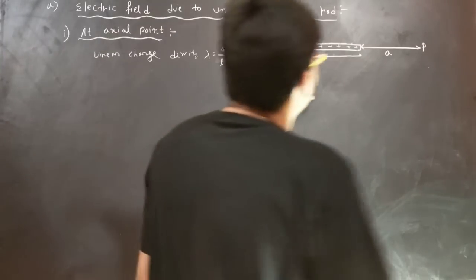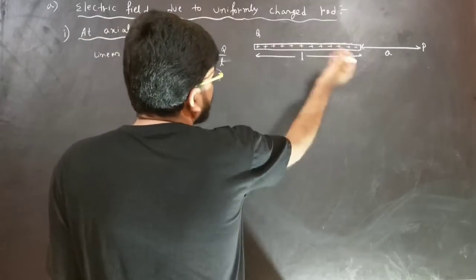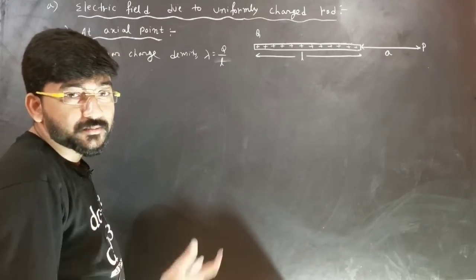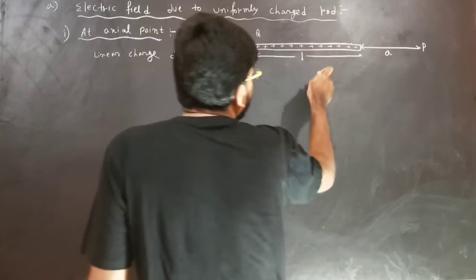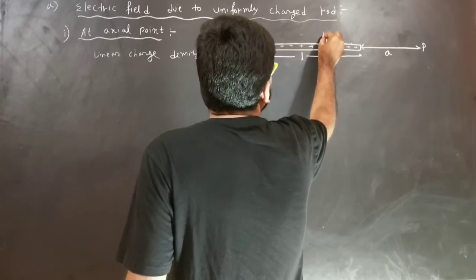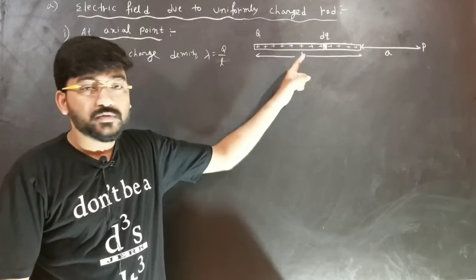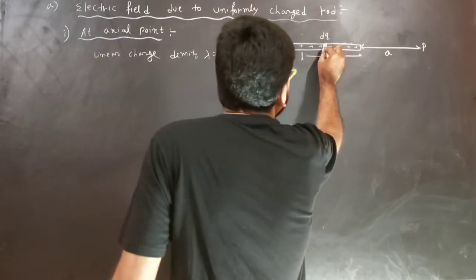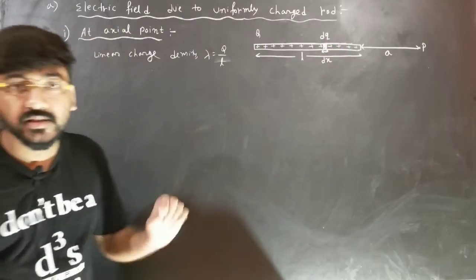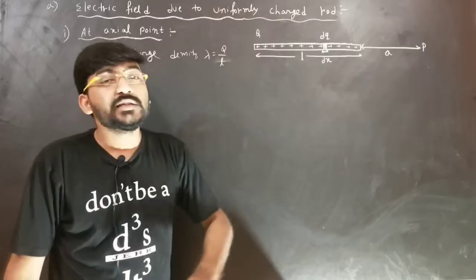Now what do we have to do? We have to find the electric field at this point. The very first thing is that we don't know the electric field due to this kind of extended charge, but we know the electric field at a particular point for a point charge. So we take a small charge element, of charge dq, so that we can treat this dq as a point charge. Within the length dx, let me take this length as dx. In dx length there is charge dq, and this dq and dx are so small that we can treat dq as a point charge.